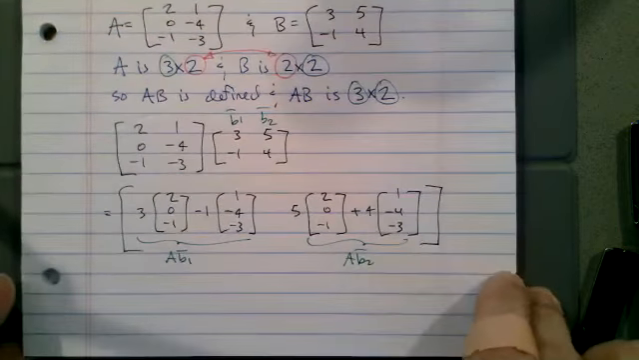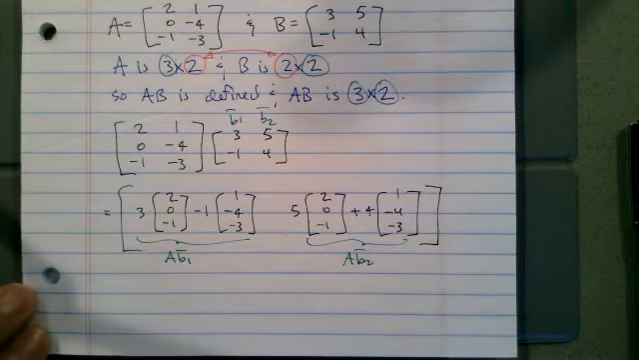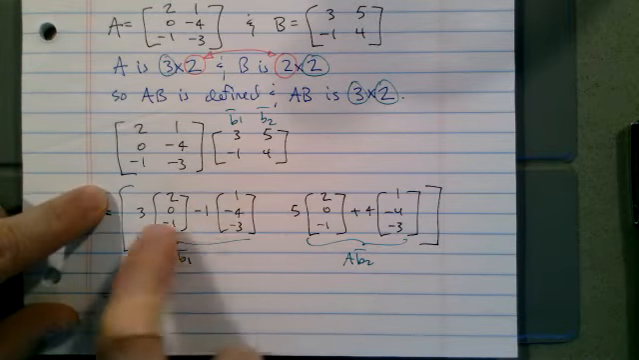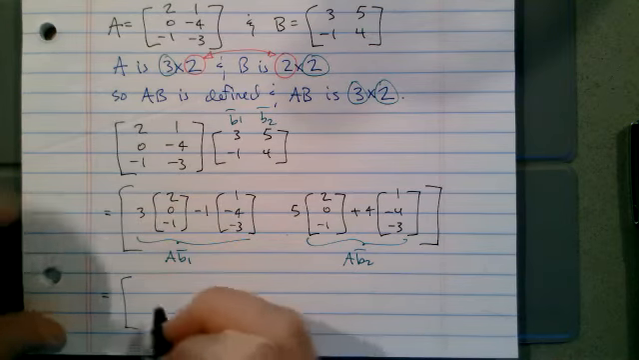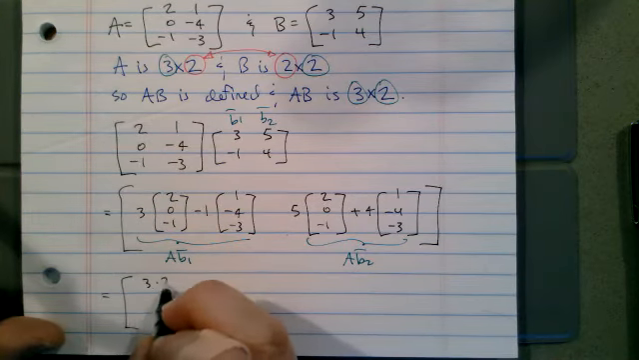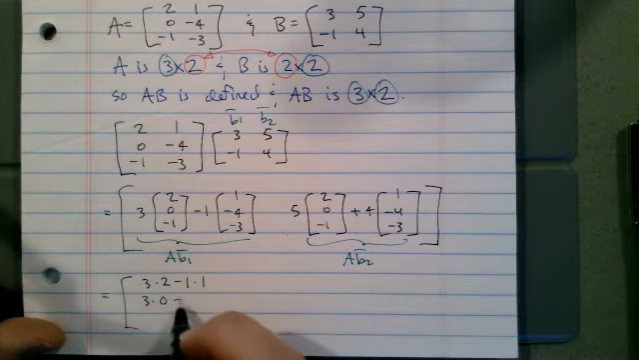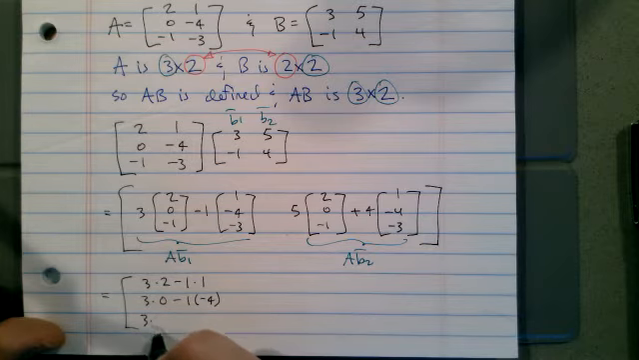Now let's write out what this means. The first entry here is going to be 3 times 2 minus 1 times 1. Then I'm going to have 3 times 0 minus 1 times -4. Then 3 times -1 minus 1 times -3.